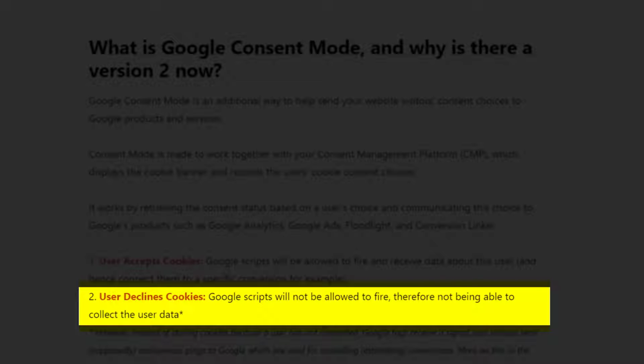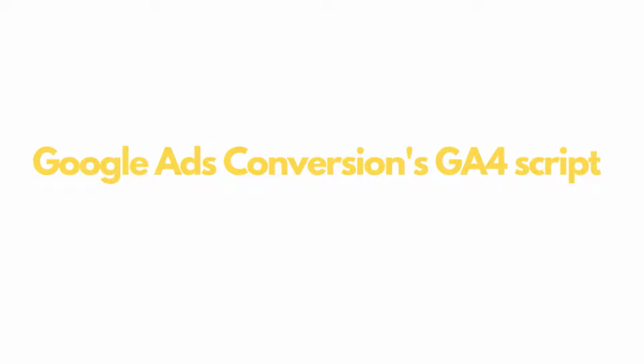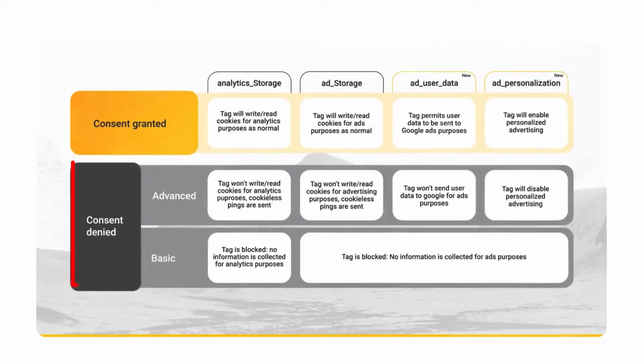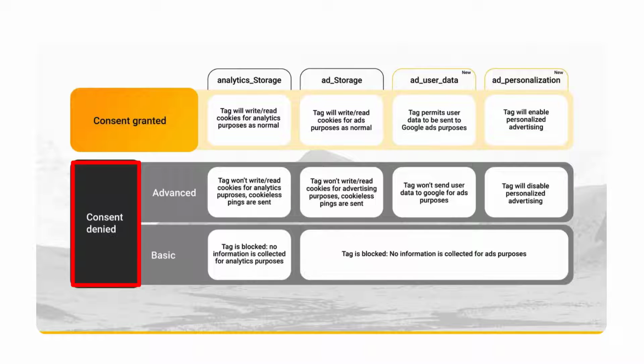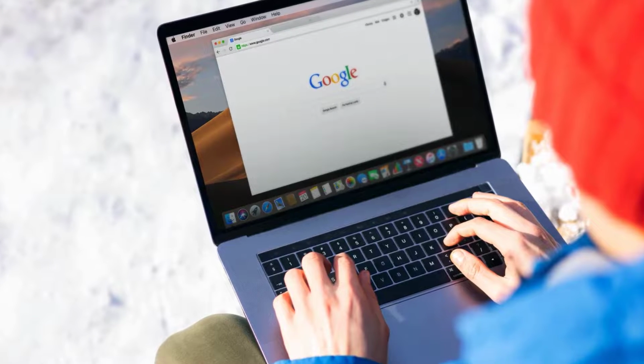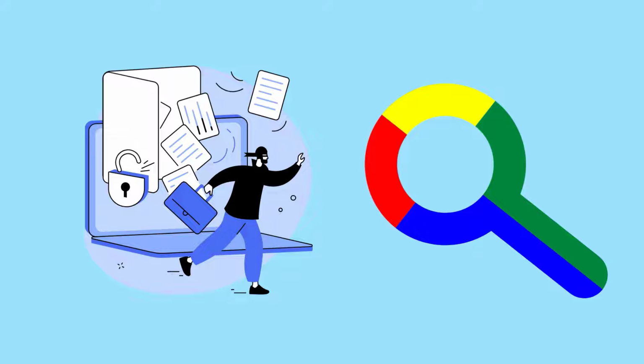So for example, Google Ads Conversions, GA4 script. And once they do accept either marketing or analytics or both types of cookies, then these scripts are allowed to fire and start tracking. If the user declines cookies, theoretically, none of the scripts should run. They should be blocked. And the way that Google Consent Mode is supposed to help with this is that if the user declines the cookies, the scripts are blocked. But Google still receives some information, such as about the user's device, from which they can deduce and use their algorithms to predict or estimate whether a conversion should have happened.